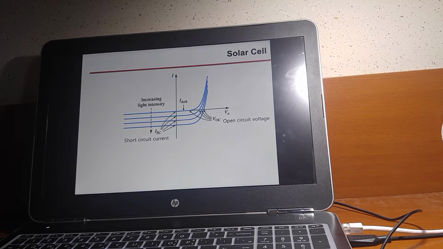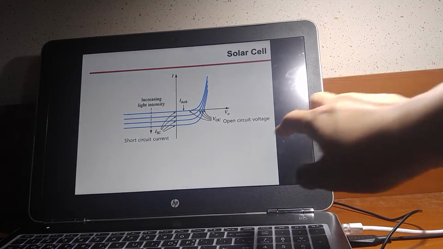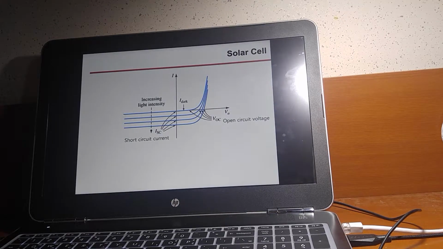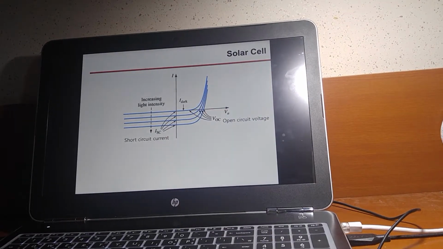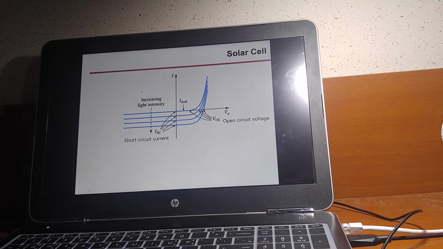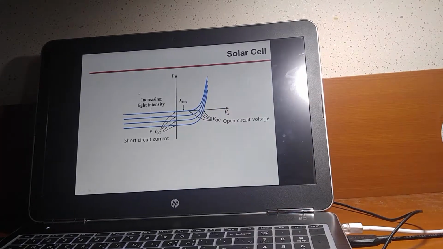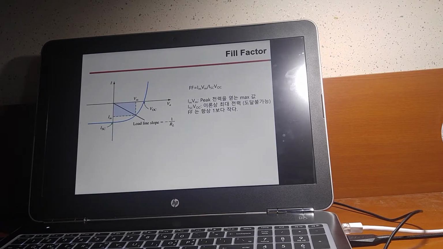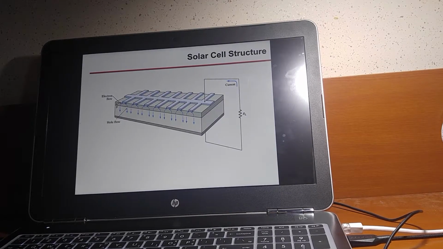And for the solar cell, it operates like this graph, with increasing light intensity, and this is the open circuit voltage, and it increases reversely. And this is the solar cell structure.